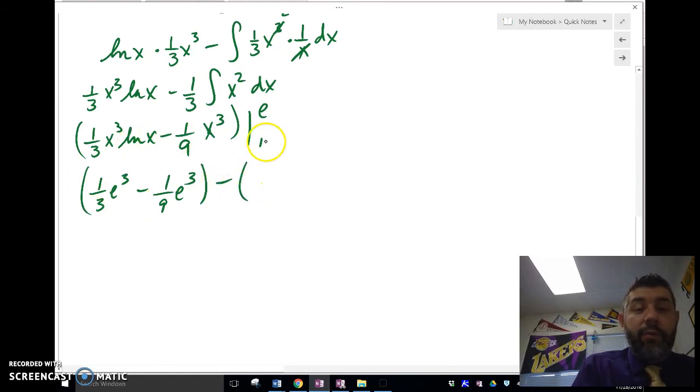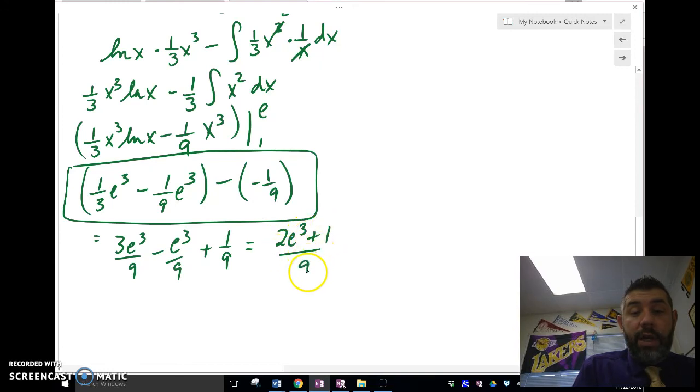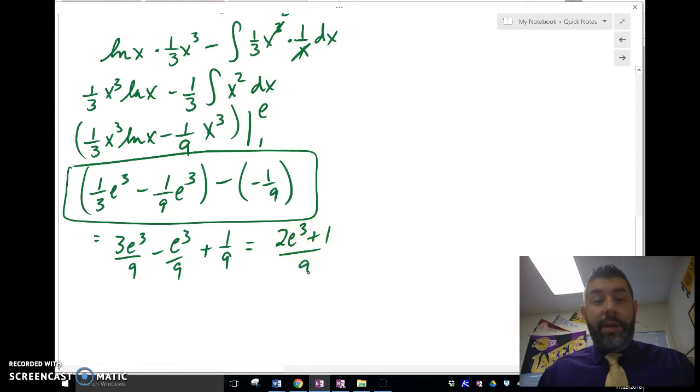minus ln of 1, when I plug the 1 in, is just going to give me 0. And then I'm going to have negative 1/9 because I'm going to have 1 cubed, and 1 cubed is just 1. Okay, and I can actually simplify this down a bit if I wanted to, but I don't want to, so just leave it like that. But if you really wanted to, this is going to be 3e cubed over 9 minus e cubed over 9 plus 1/9, which is 2e cubed plus 1 over 9. If you really wanted to simplify it down.